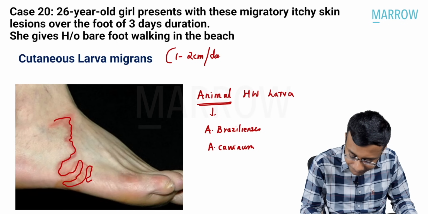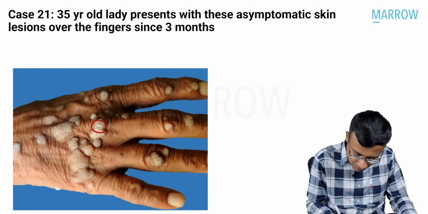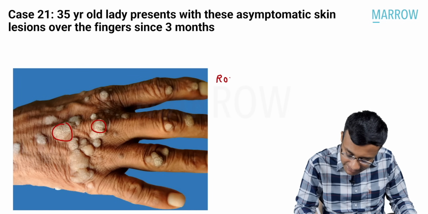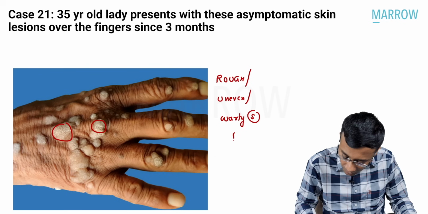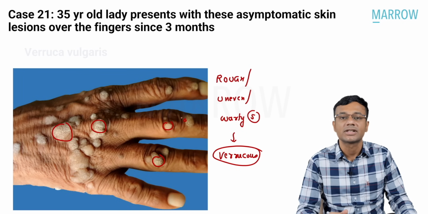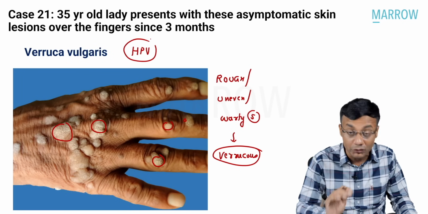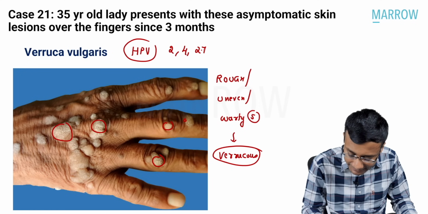Next, we have a case of a 35-year-old lady who presents with this asymptomatic skin lesion. Look at the skin lesions. What do you see? The surface is slightly rough. In dermatology, if there is anything which is rough, uneven, or has a warty surface, we call it verrucous. So these papules are verrucous papules. The correct answer for this question is verruca vulgaris. Please remember, students, the HPVs producing this are not 6, 11, 16, 18. Here it is going to be 2, 4 and 27.